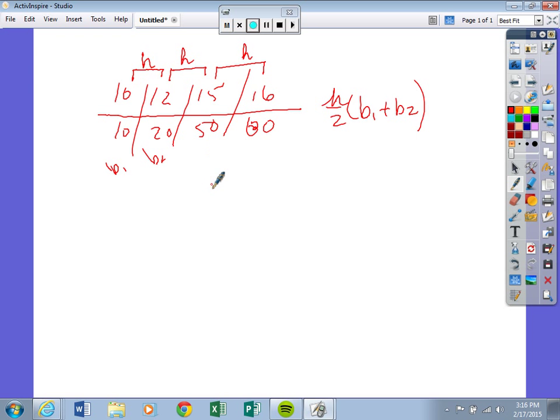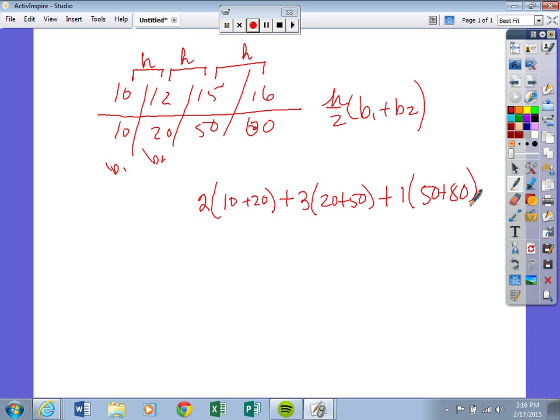So all that you'd have to do is actually math it out. And we're adding all these trapezoids together. So the first one is from 10 to 12, which is a distance of 2, and then b1 plus b2. I'm just going to copy that down. Okay, plus the next one goes from 12 to 15, which is a 3, and then 20 plus 50, and then the last one 15 to 16, and then base 1 plus base 2.